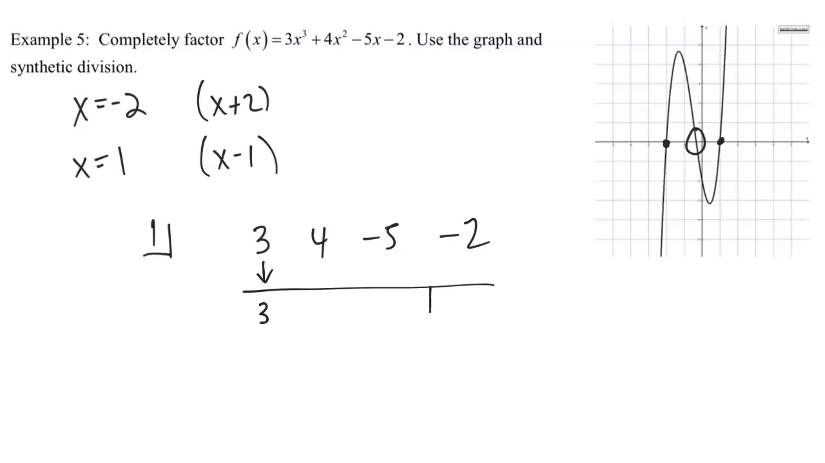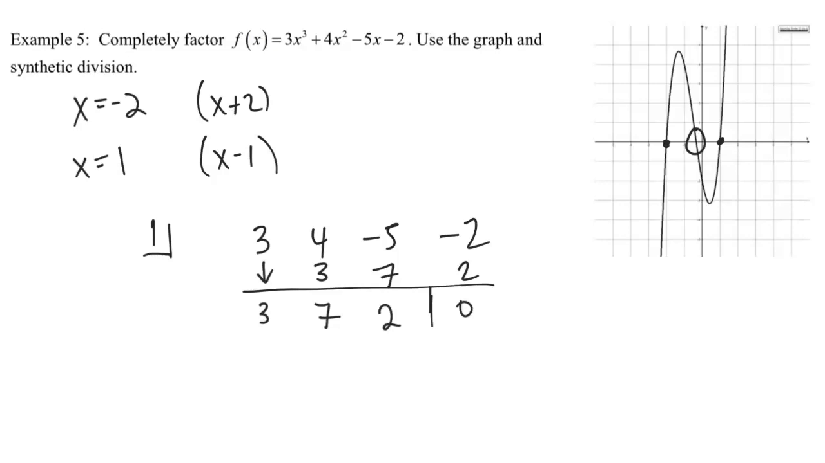It's a 3. Multiply 3 times 1, which is 3. Add to 4, that gives me 7. 7 times 1 is 7, plus -5 gives me 2, and 2 times 1 gives me 2, which gives me a remainder of 0. That should make total sense, because we already said that 1 was a 0, and x minus 1 was a factor. So, of course, the remainder should equal 0, and if that doesn't make total sense, go back and look at those 5 equivalent statements on the previous page and see if that maybe helps.